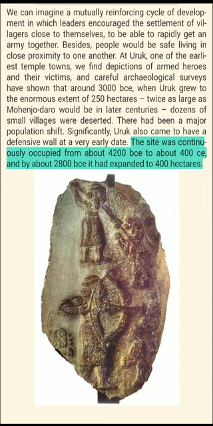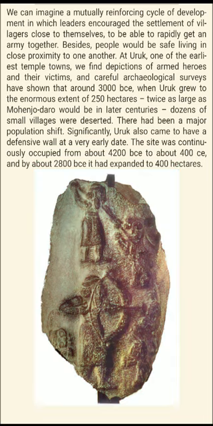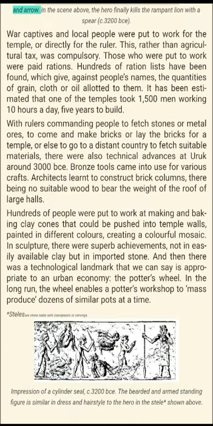Significantly, Uruk also came to have a defensive wall at a very early date. The site was continuously occupied from about 4200 BCE to about 400 CE, and by about 2800 BCE it had expanded to 400 hectares. Top, basalt stele showing a bearded man twice. Note his headband and hair, waistband and long skirt. In the lower scene, he hunts a lion with a huge bow and arrow. In the scene above, the hero finally kills the rampant lion with a spear, c. 3200 BCE.